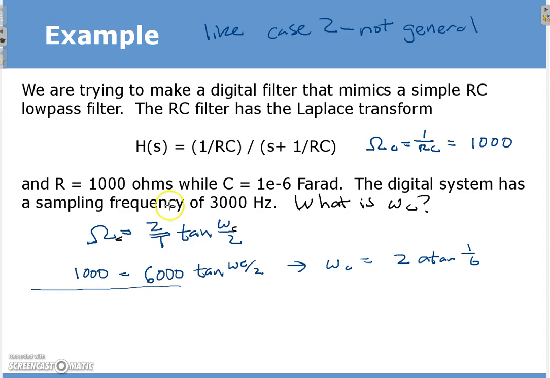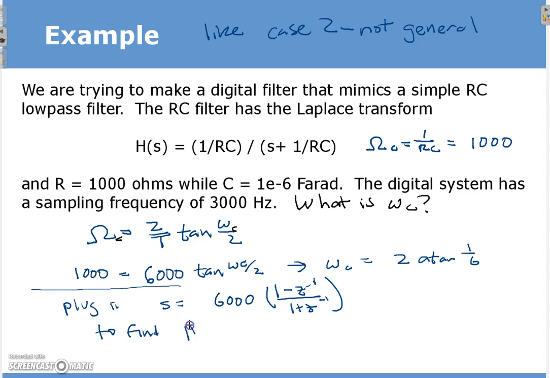All right, and then if we want to complete the process, we can plug in S equals 2 over T, but again that's going to be 6,000 in this particular case, times 1 minus z inverse over 1 plus z inverse, and then we would have an H of z. And the cutoff frequency for this, if we were to plot it, we'd see something that would roll along, go like this, and the cutoff frequency here would be the omega c we calculated above.